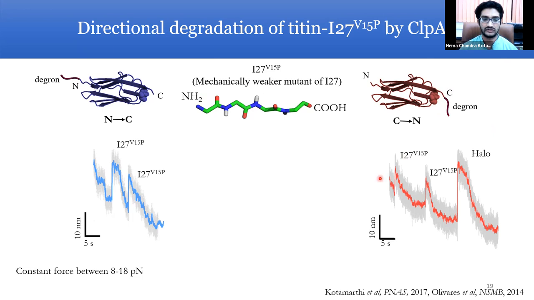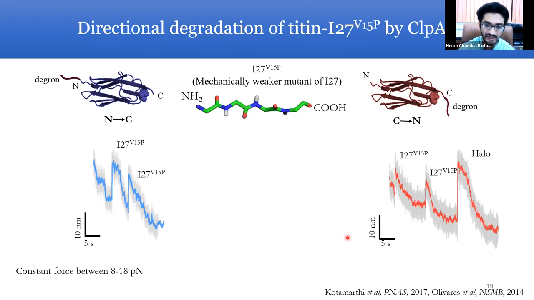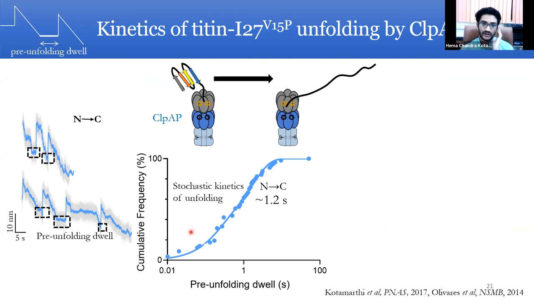I was showing you a cartoon representation of what results we get from these optical tweezers, and these are the real data. This is how it looks when we do it from the N-terminus and C-terminus. You can see we are talking about distances on the scale of tens of nanometers, so you can see how accurate it has to be in determining the length of the unfolded proteins and other things. First of all, I'll talk about unfolding kinetics. When you have an enzyme, the enzyme unfolds a protein, and it forms an unfolded protein.